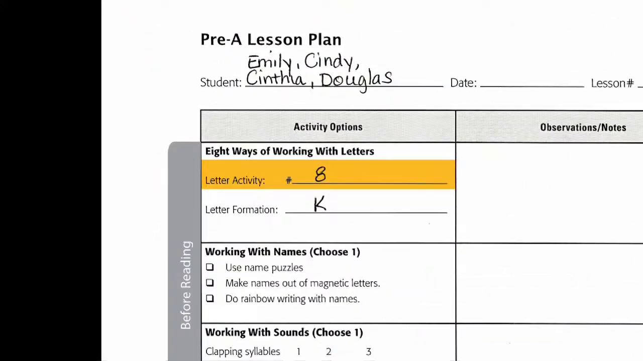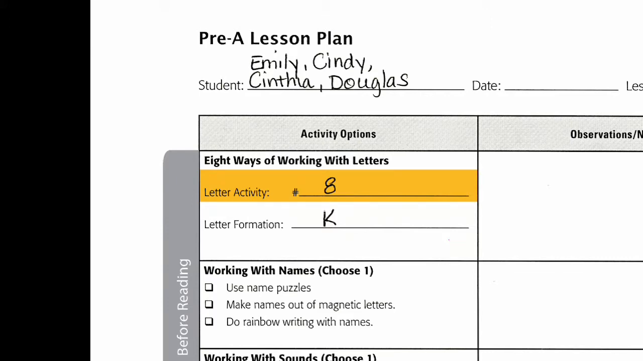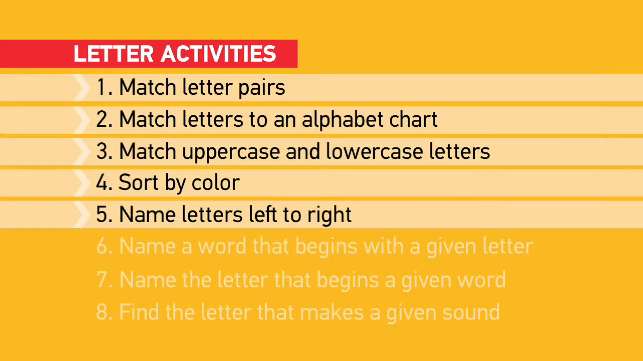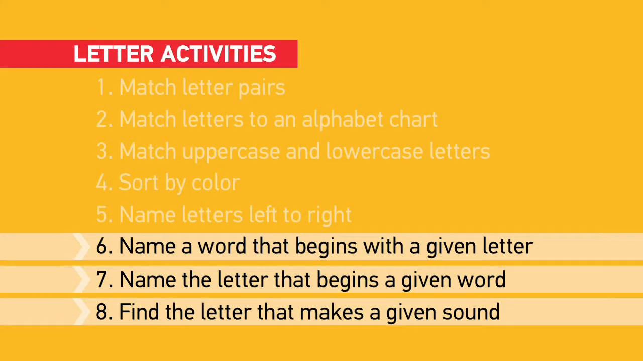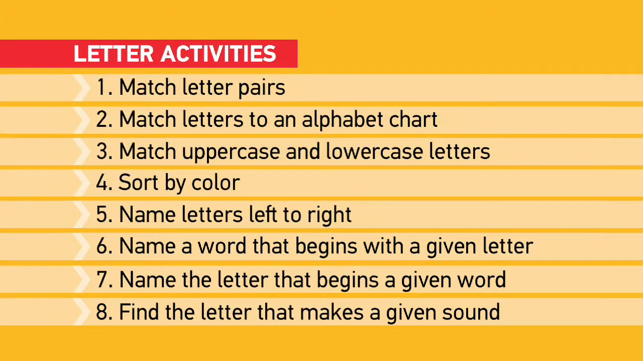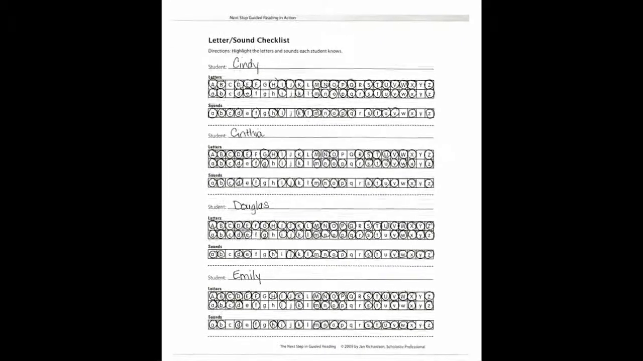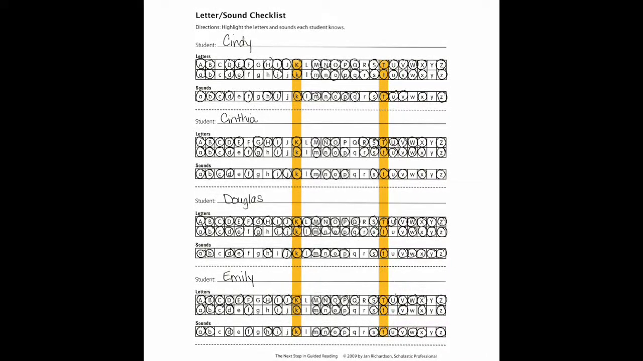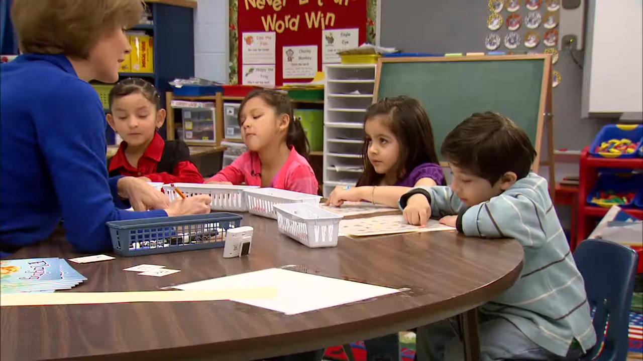Choose one letter activity from among 8 to use with your group. The letter activities are listed from easiest to hardest, so choose an activity from the top of the list with students who know very few letters. Activities 6, 7, and 8 are best used with students who know about 30 or more letters by name. Our purpose is to build automaticity by working with known letters. Here's where the letter sound checklist comes in handy. By keeping track of what the children are learning, we know which letters to include.